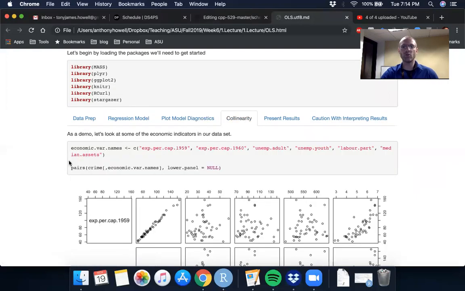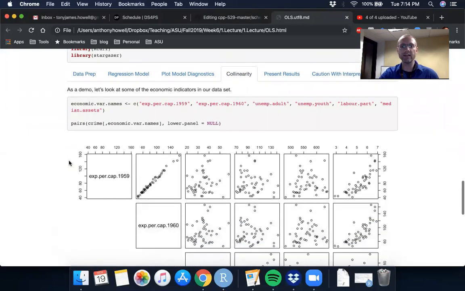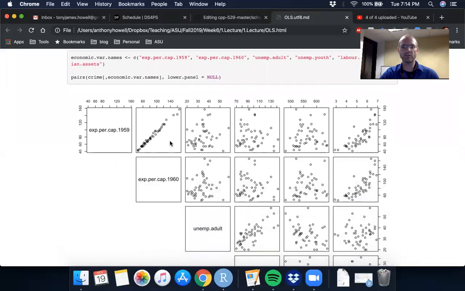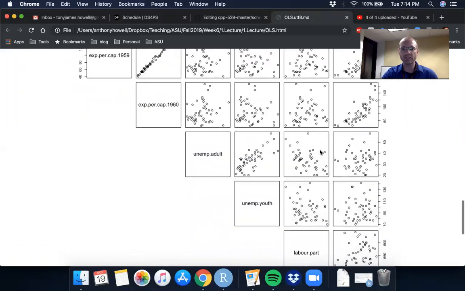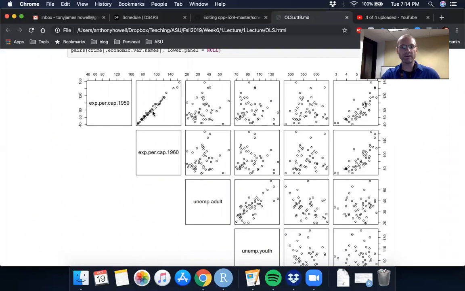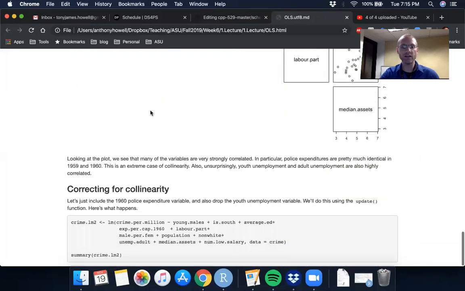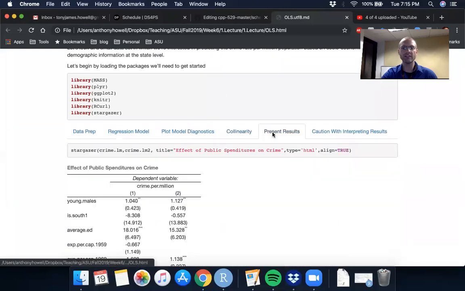One of the other assumptions is we don't want high multicollinearity. So if we do just a scatter correlation plot among all our variables in scatter plot form, we can see most of the variables look pretty good, except the expenditures per capita in 1959 are almost identical to 1960. So we see very strong high correlation between these two variables. To see whether that's an issue or not, we can rerun another model called crime.lm2, and we can remove the expenditure per capita for 1959, only keep 1960, rerun the same model, and see if there's any difference in the results.